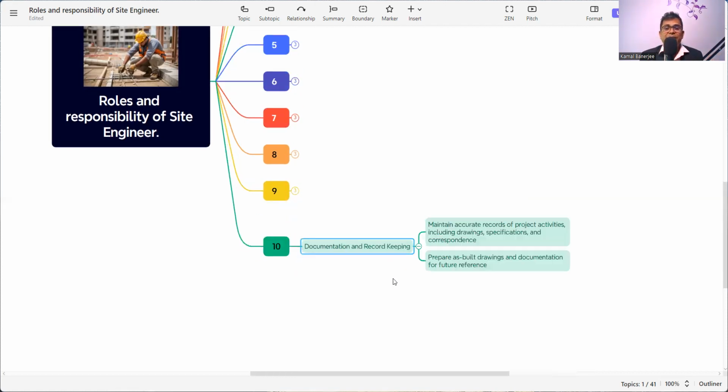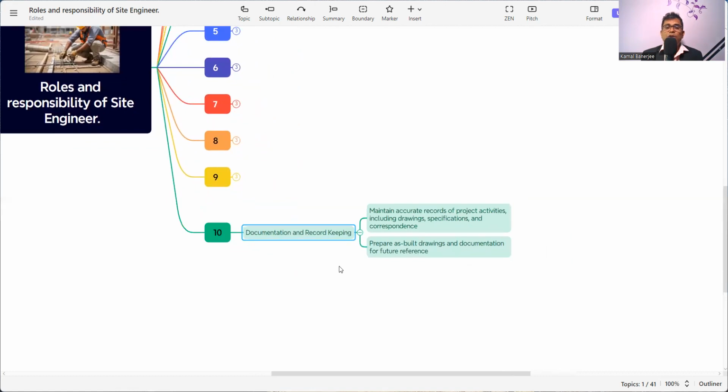Then documentation and record keeping. Maintain accurate records of project activities, including drawings, specifications, and correspondence. You need to submit reports either to the client, the consultant, your construction manager or the project manager, saying that you have used this much manpower, this much material, and your productivity is this. Every day you need to submit the productivity report. Also, whatever the weather condition and the site condition, you need to keep a record every day.